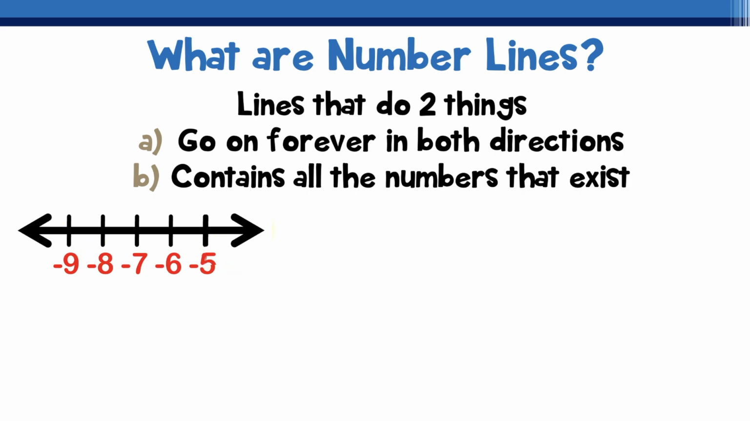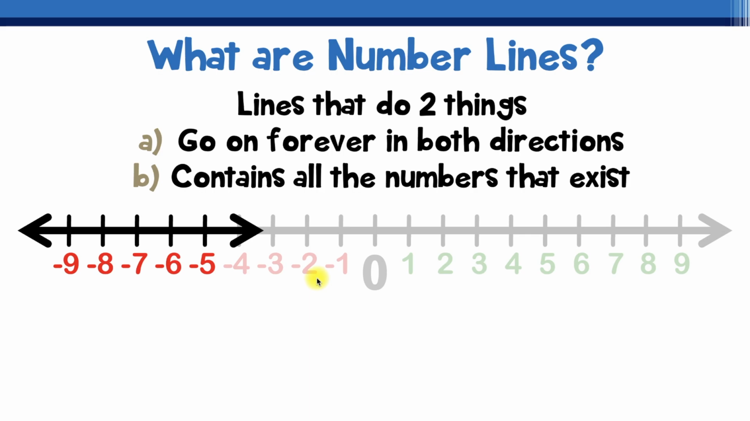If we did continue the number line in this direction, to the right we would have -4, then -3, then -2, then -1, and all the way on and on and on. Even this arrow here means that to the right we would have positive 10, then positive 11. Remember, it goes on forever.